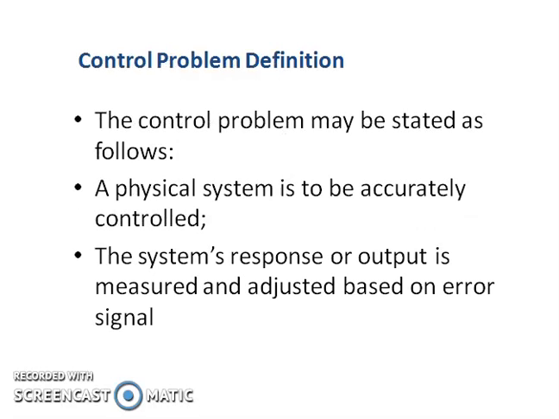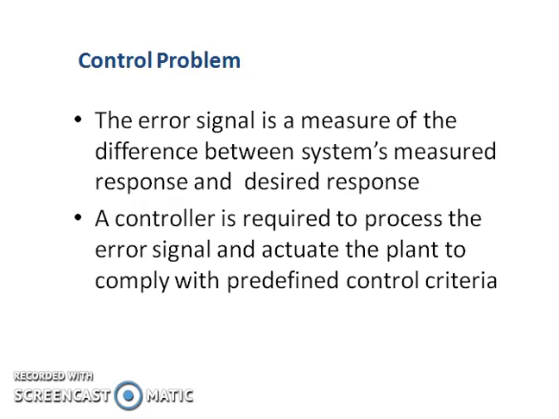The definition of the control problem. The control problem may be stated as follows. A physical system is to be accurately controlled. The system's response or output is measured and adjusted based on an error signal. The error signal is a measure of the difference between the system's measured response and the desired response. A controller is required to process the error signal and actuate the plant to comply with predefined control criteria.